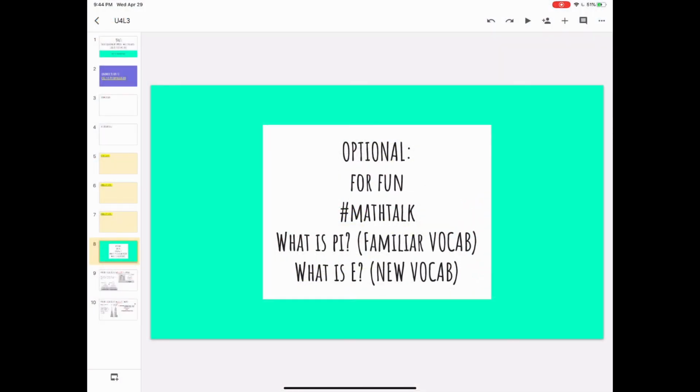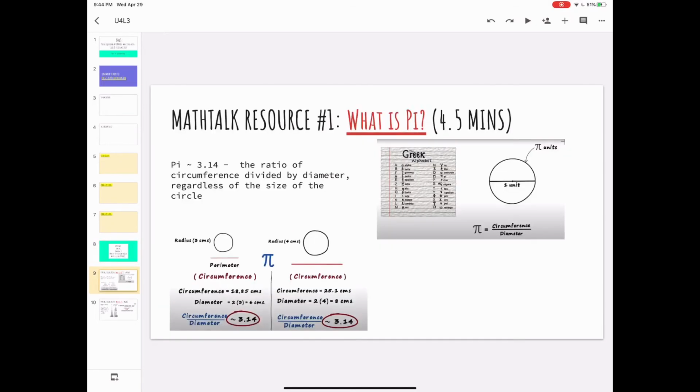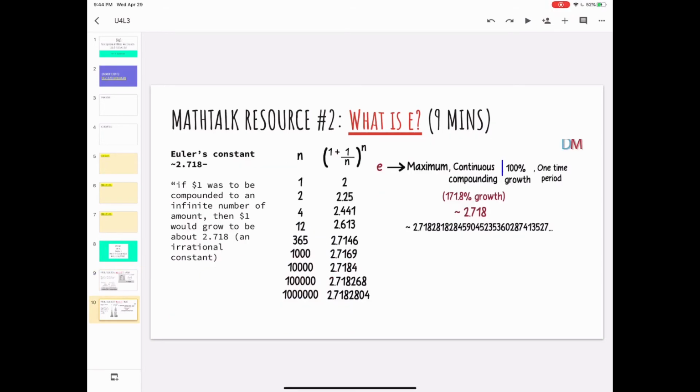All right, so some kind of math. This is an optional math talk we could have, about what is pi and what is e, and you can look at these resources if you're interested after this little blurb. What I got from this is that pi is when you do circumference divided by diameter, and regardless of the size of the circle, you'll always get this value of 3.14. And pi is one of the Greek alphabet letters. Meanwhile, what is e? Well, e stands for Euler's constant, and it's about 2.718.